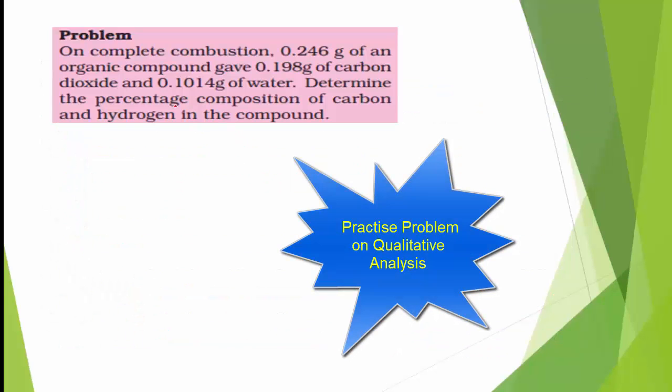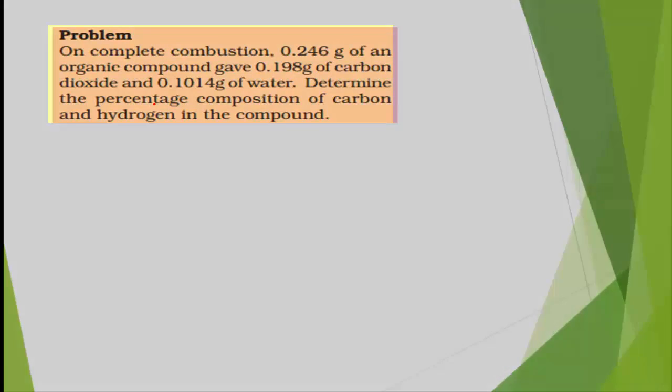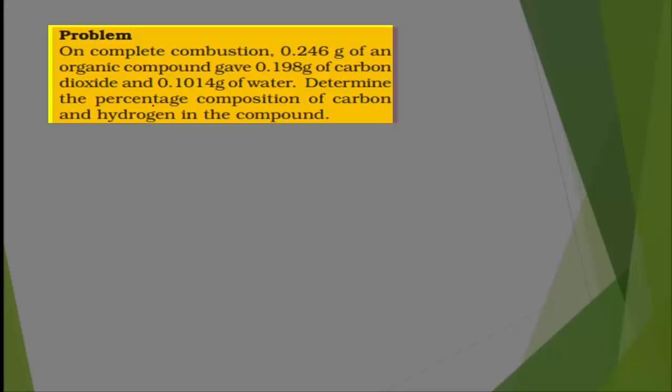Okay, the first problem is, on complete combustion 0.246 gram of an organic compound gave 0.198 gram of carbon dioxide and 0.1014 gram of water. Determine the percentage composition of carbon and hydrogen in the compound.